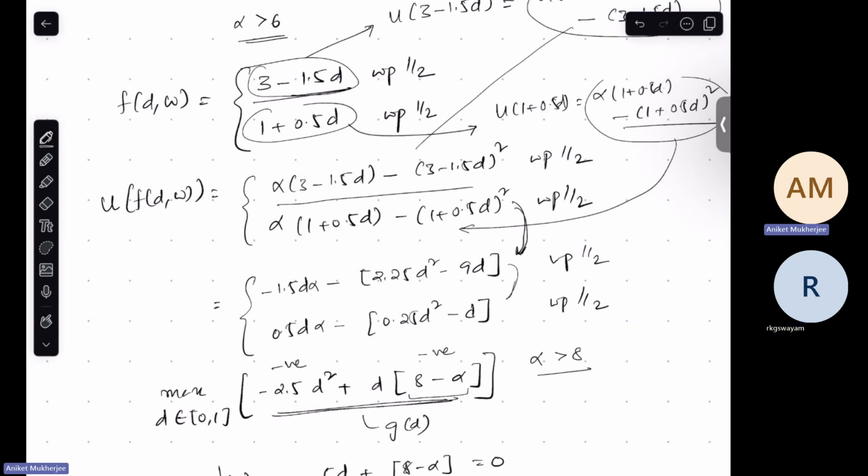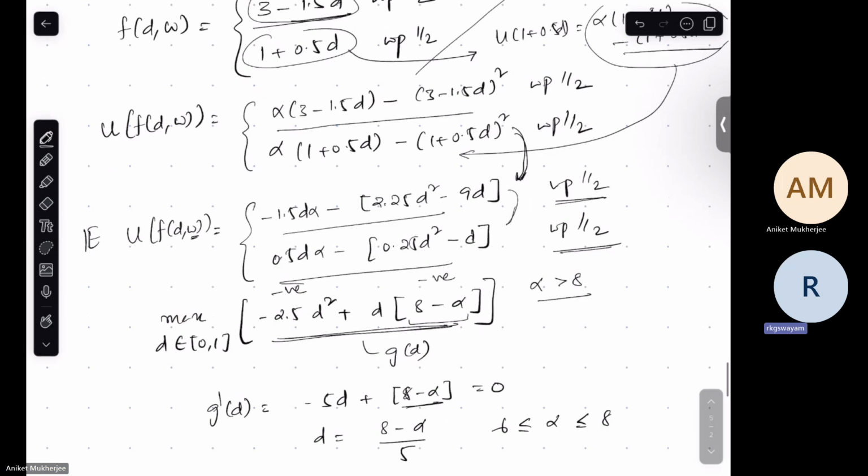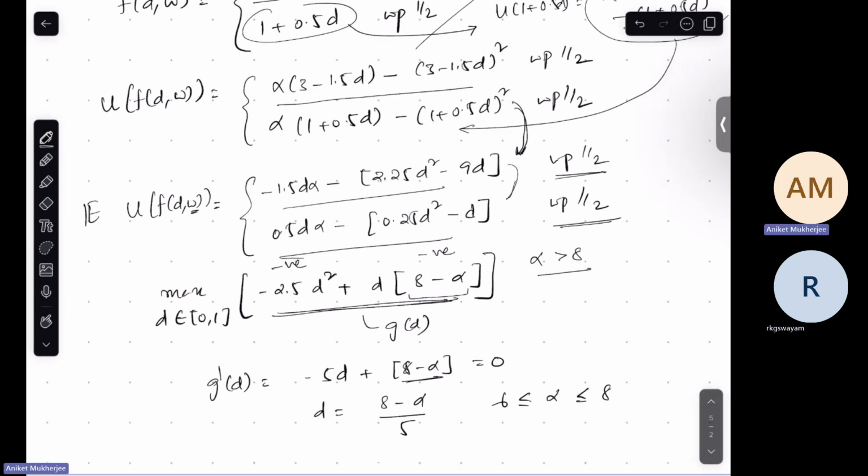The next thing is that I want to find the expectation of this function, since this is a random variable, U of f of d of omega. The randomness is omega, so you have this probability. The expectation would be half into this plus half into this. I've taken the half out common because I'm maximizing over it. Maximizing half x plus half y is the same as maximizing x plus y. So I've taken both the halves out common and added these two and put them here.